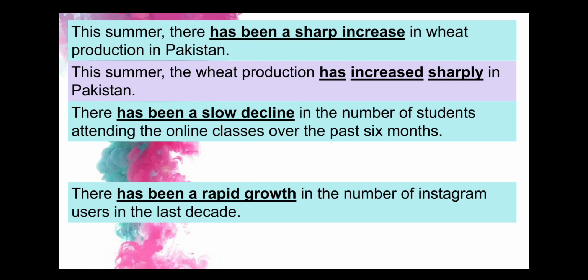There has been a slow decline in the number of students attending the online classes over the past 6 months. Here, the structure is has been, which is the present perfect with slow decline. Slow is the adjective and decline is the noun.